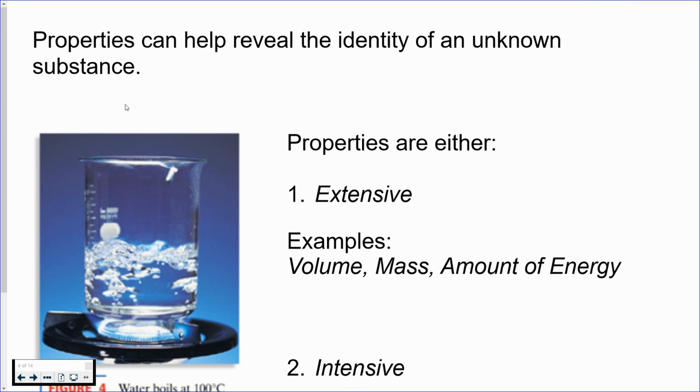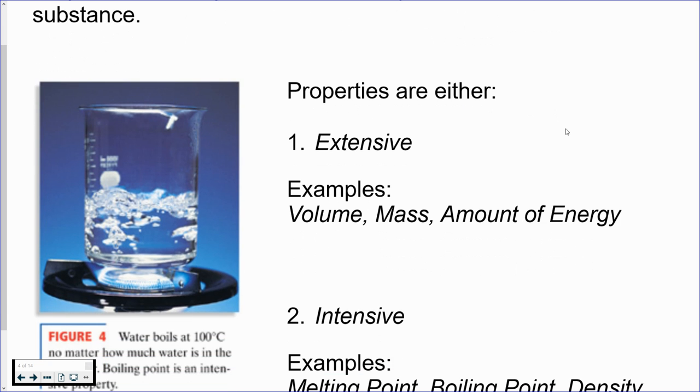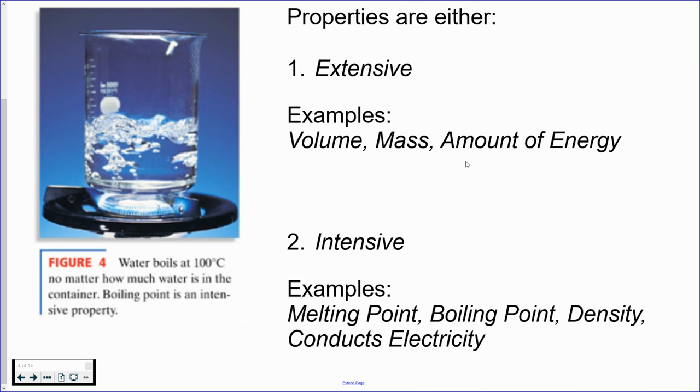So what are properties that might help us? Well, there are two different types of properties. There are extensive properties, which have to do with a sample: volume, mass, amount of energy inside of a sample. So it's pertaining to one particular thing. Intensive is going to be pertaining to the identity of the chemical. So for example, all water has the same boiling point and melting point. It also has the same density and conducts electricity.